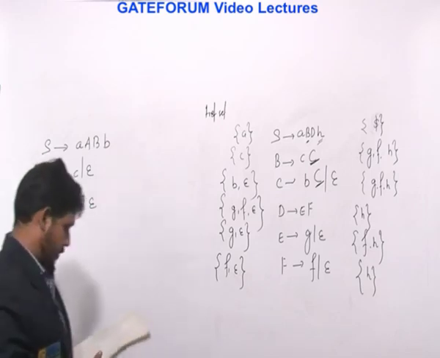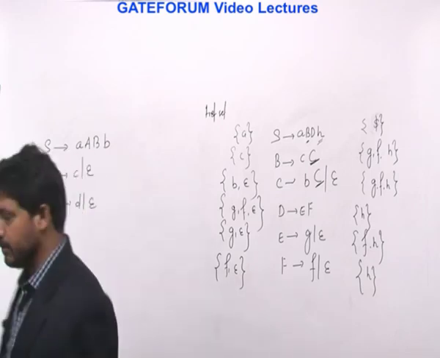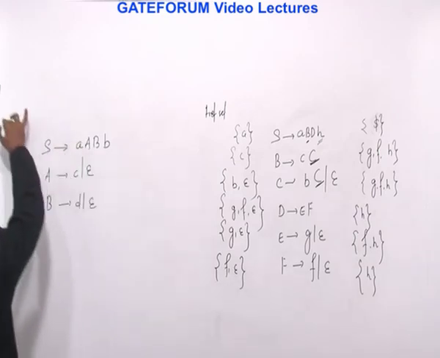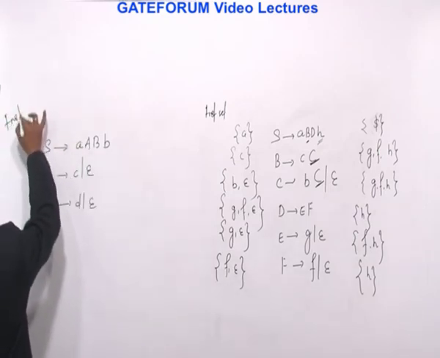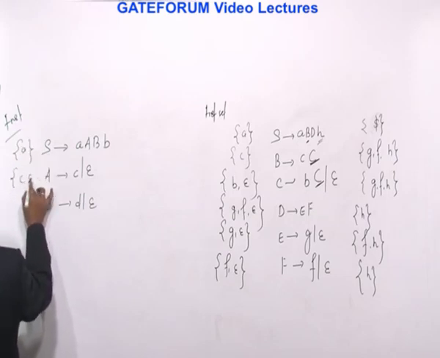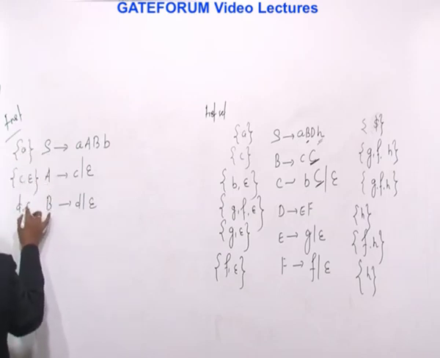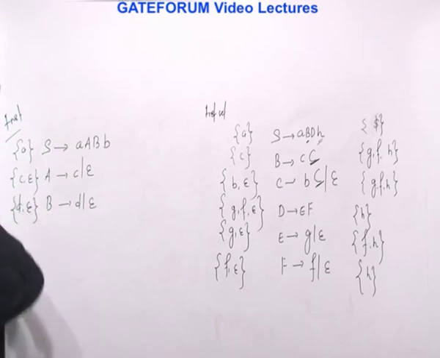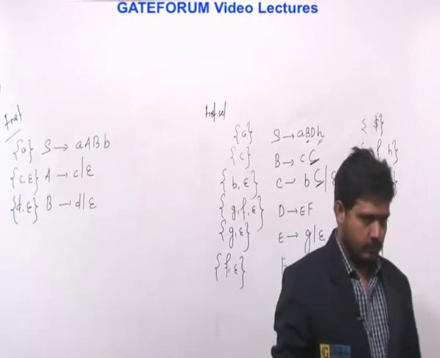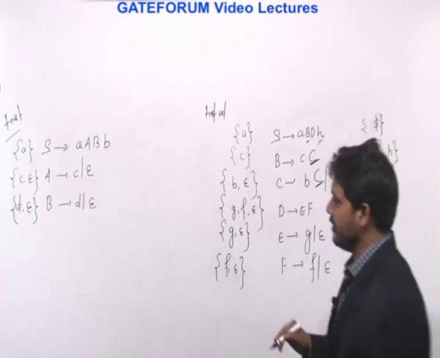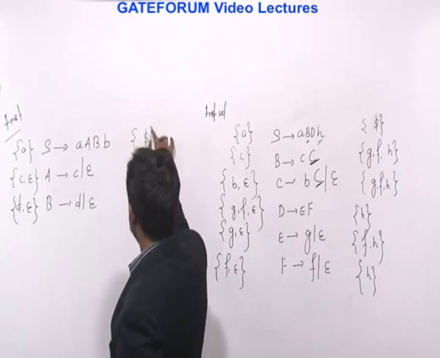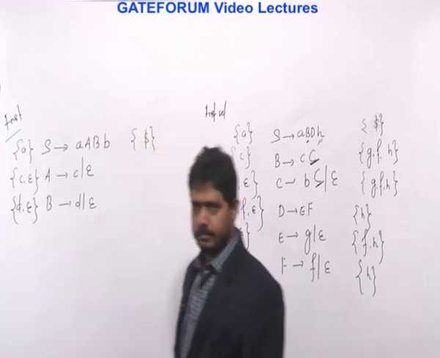So we have the situation. Simple case. The first part is pretty easy. In this case, first of A is c or epsilon, and first of B is D or epsilon. Now follow. Follow of S. What is follow of S? Follow of S in this case is dollar.